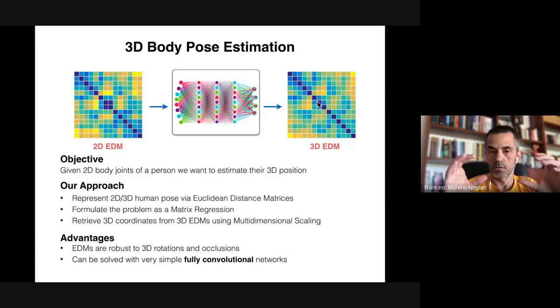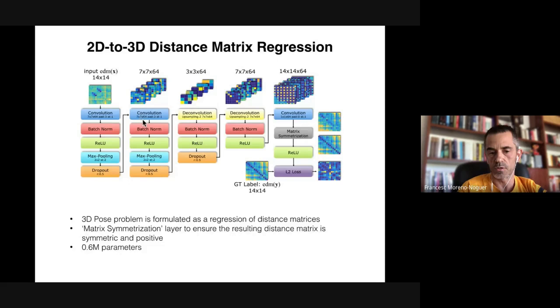So the input and output are very small matrices, and this can be learned with extremely small deep networks. We use a deep network with only 0.6 megaparameters. And just let me jump to results.